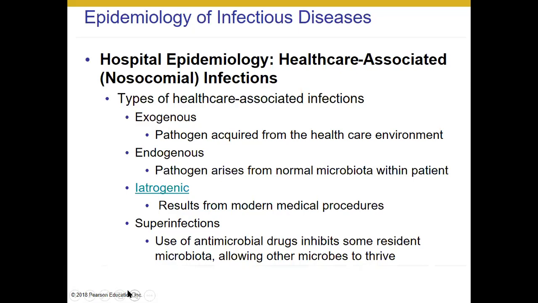And so here, this is just showing you a couple of different types of those infections, right? So exogenous, right, pathogen acquired from the healthcare environment. Right, so that got mentioned there. Endogenous, right, pathogens arise from normal microbiota within the patient, right? So they're talking about the catheter, right? This could also be some GI issues, all right?